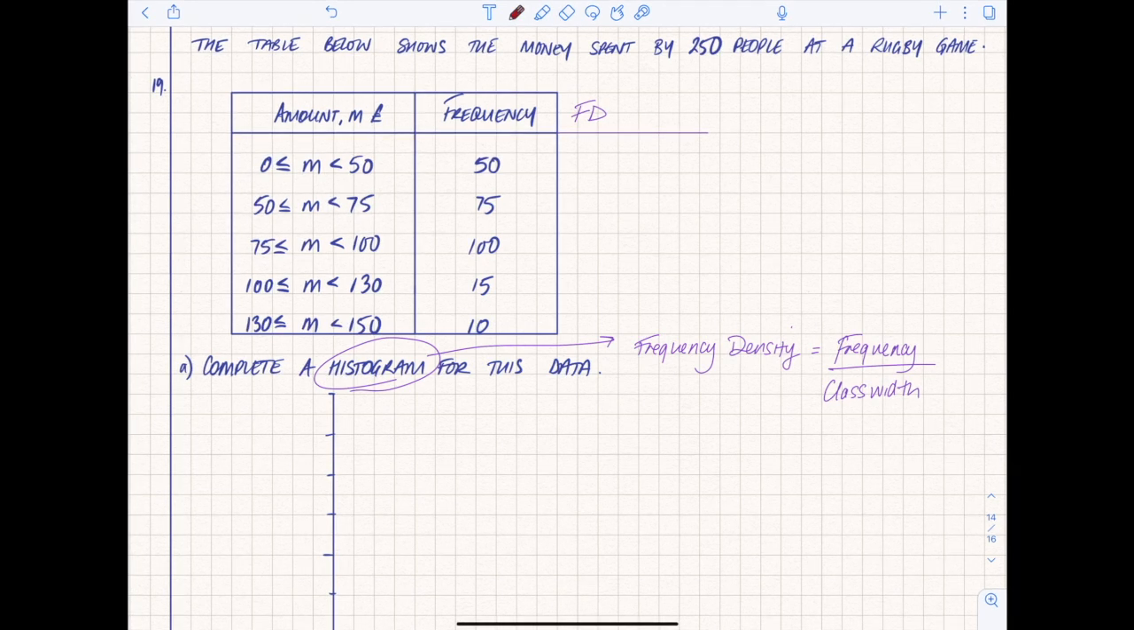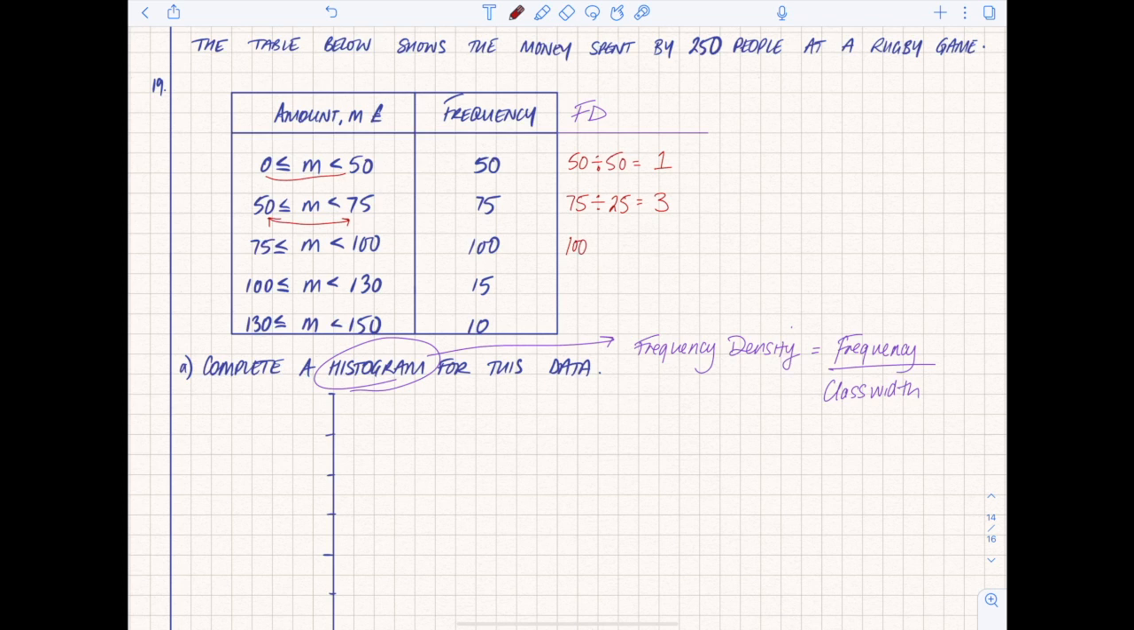Let's work this out then. 50 is my frequency divided by the class width, which is 50. So my frequency density for this is 1. Next one, 75 divided by my class width, which is the difference between 50 and 75, which is 25. So my frequency density becomes 3. Okay, you might want to pause the video and have a go at doing the rest of these yourself if you haven't done it already.